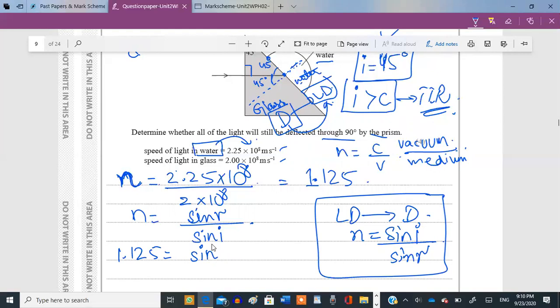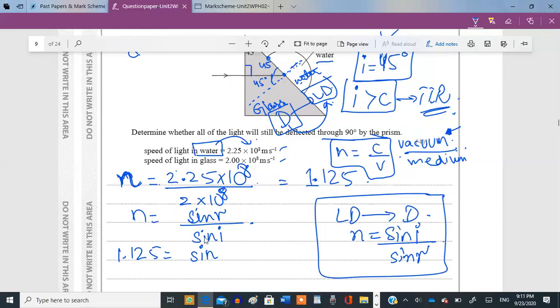In which formula? This one or this one? The first one. No, the first, this one. Yes. The greater speed is going to come in the numerator and the lesser speed would come in the denominator. Always, because it's vacuum upon medium. In vacuum you have the maximum speed. In medium, the speed is going to become lesser than in vacuum.